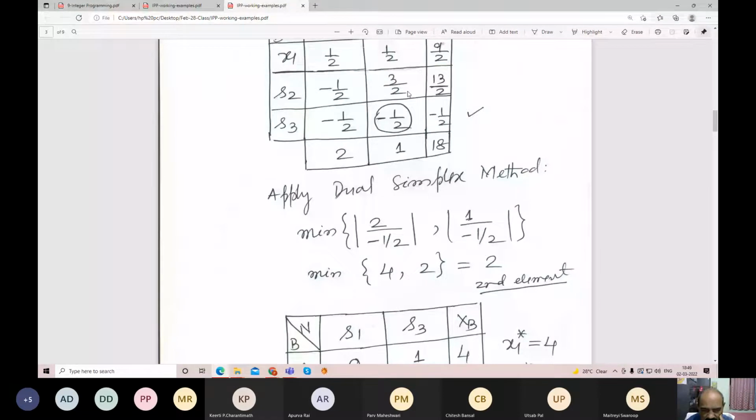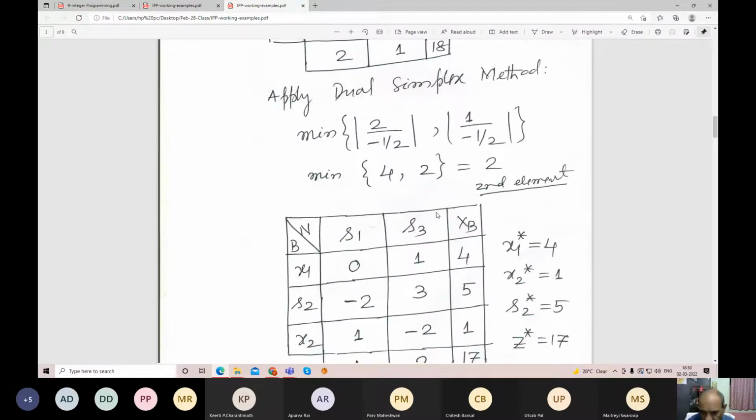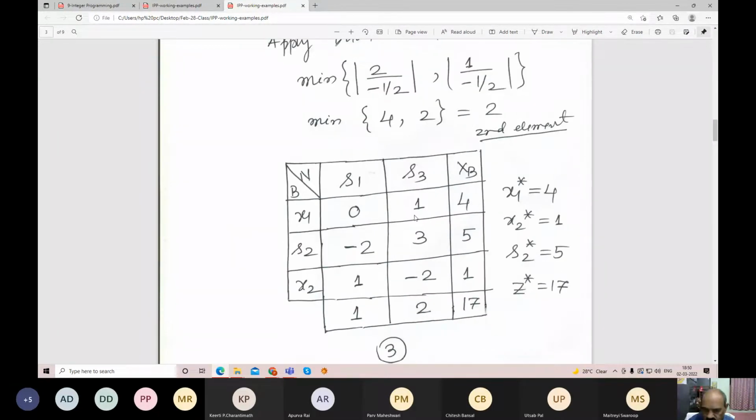Another rule: in the same column, half divided by minus half with a minus sign, so this is becoming 1. 3 by 2 divided by minus half, with a minus sign, and then it is becoming 3. And this half, 1 minus half, if you are taking, this is becoming 2. So as a result, we are finding 1, 3, minus 2, 2. And similarly, other elements you can fill up.